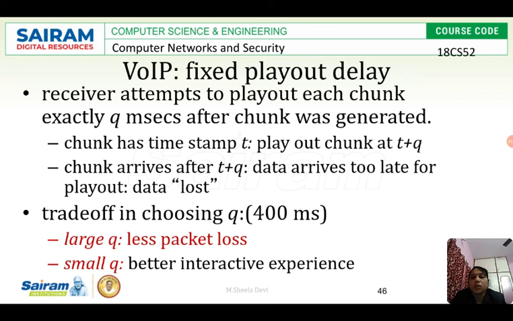So if the q value is very small, then a better interactive experience will be there. If q is large, then there will be less packet loss. So these are both the limitations and the advantages of setting the q value large and small. In between, it should not be so large and it should not be so small. It should be average, so that we have a better experience and less packet loss. So this is how we have to select the timestamp and use the fixed playout delay.